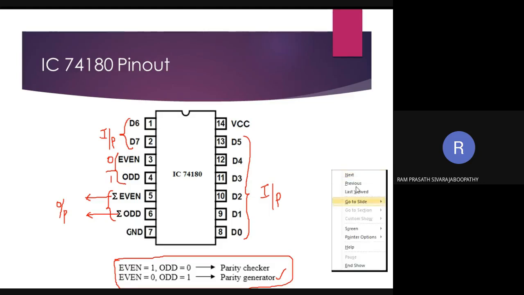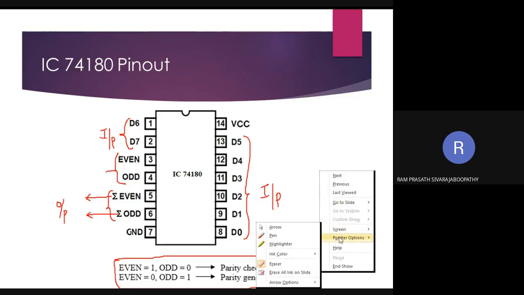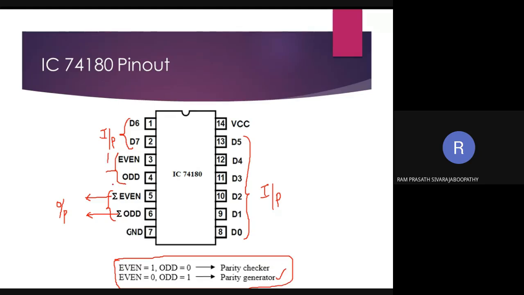Fine. If the same IC has to be used as a parity checker, what should we do? So even must be 1, odd must be 0. At that time, if the data we give is even parity data, this output will be 1; if it is odd parity data, the other output will be 1. Both cannot be 1 at the same time. Clear? Okay. Is it clear for everyone? So VCC and ground are as usual for the power supply. Clear? Okay. Note down this truth table and this diagram.